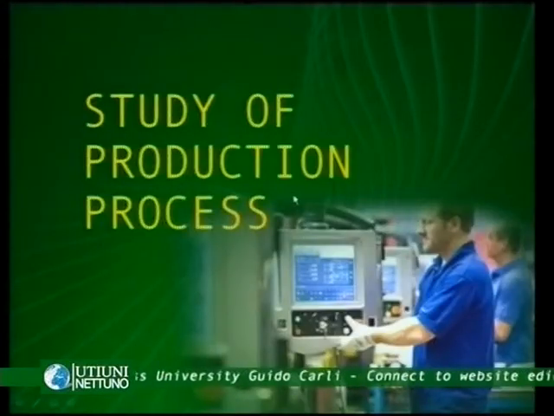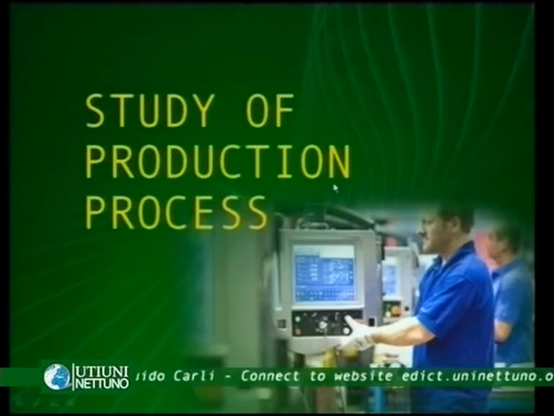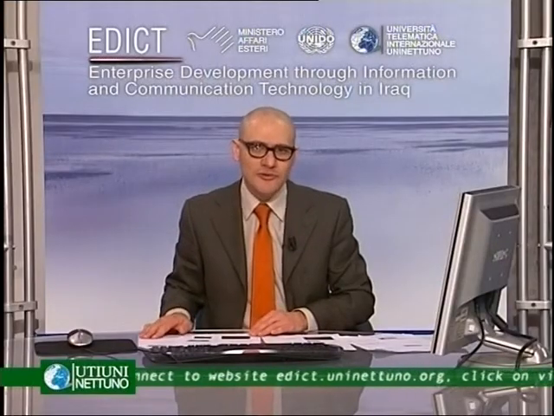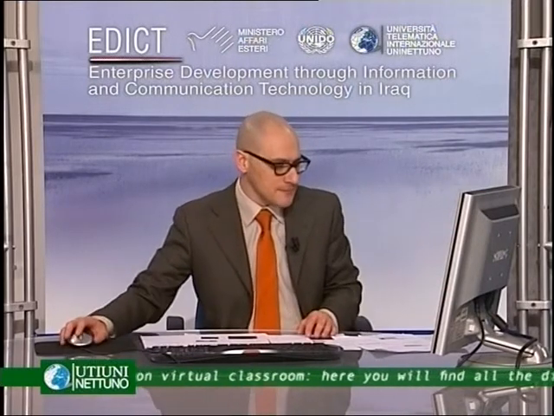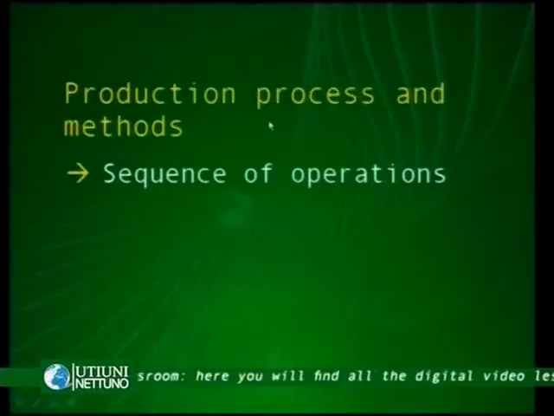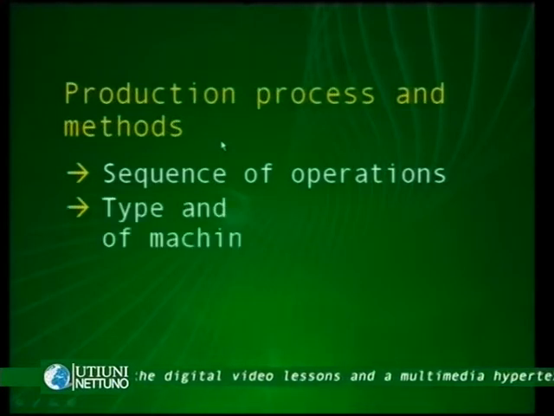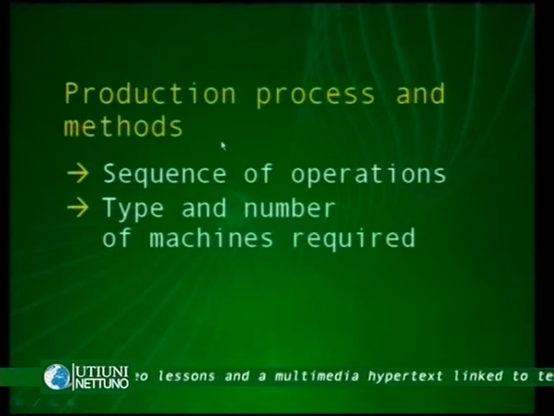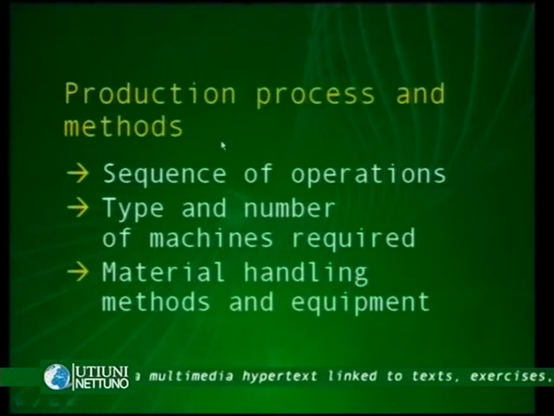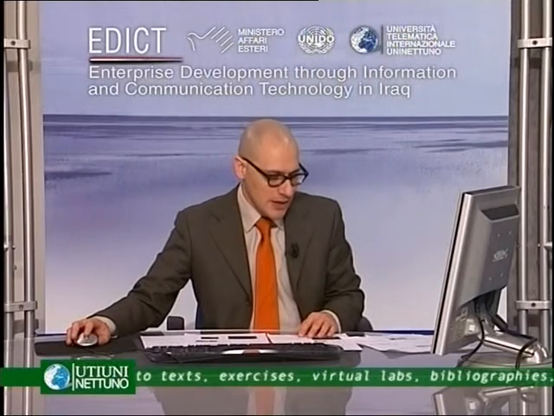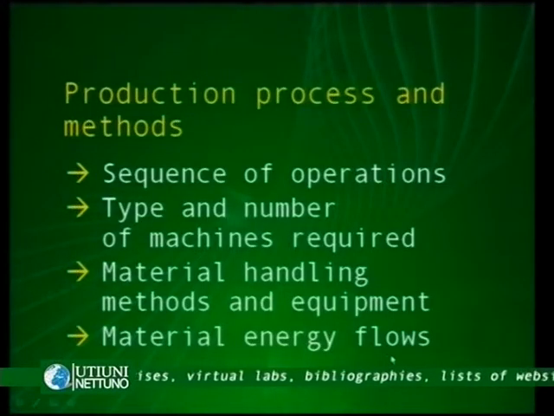The next step and the second part of our class is about the study of production process. So programming the production activity is not just about the definition of the characteristics of the product, but it's also about the definition of the process structure. So production process and methods might be considered as a sequence of operations, type and number of machines required, material handling methods and equipment, so again, quantity, types, and so on, as well as the material and energy flows.